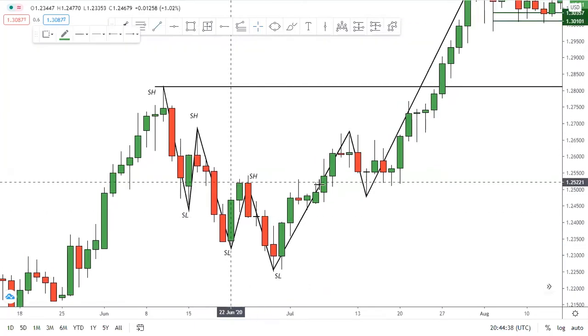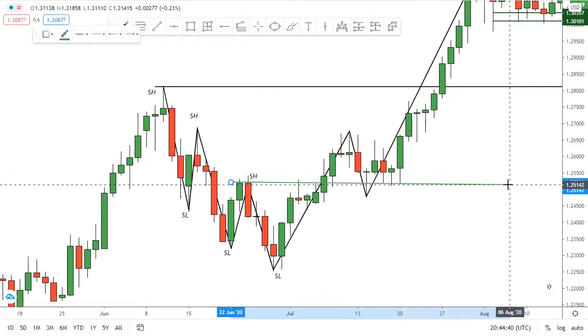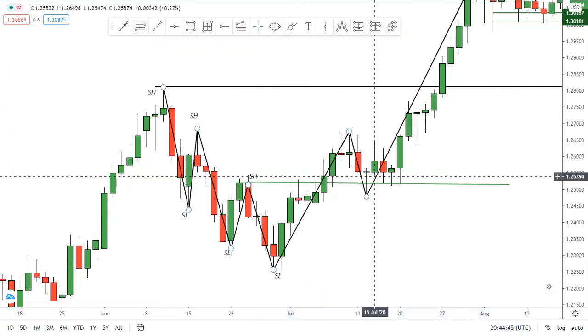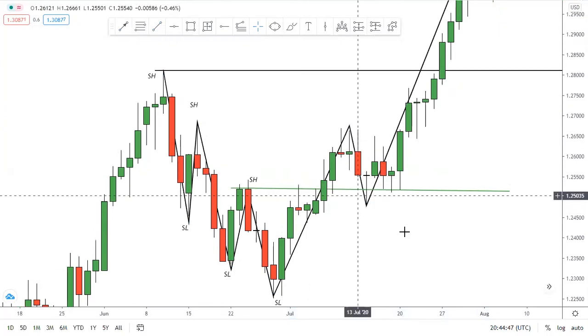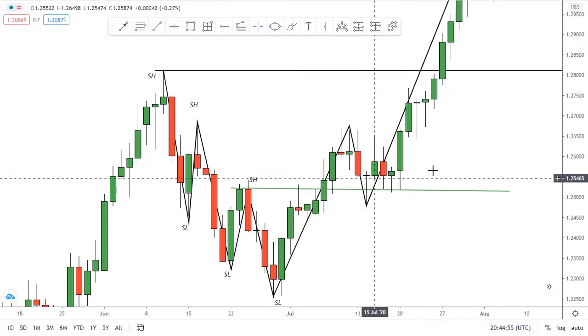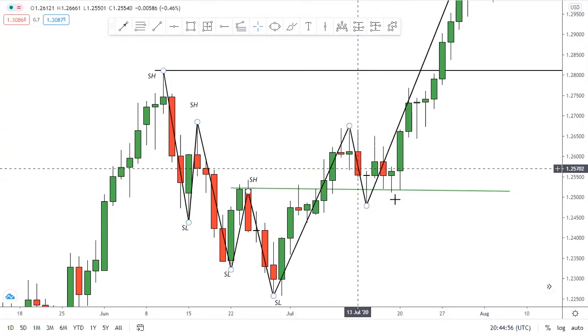And by it getting broken, I mean price traded through it, came back to retest and gave us a nice rejection in the form of what candlestick is it? It looks to me like, what's it called? Dragonfly doji. So this was a retest. And have you seen what happened ever since then? Price has been going up.